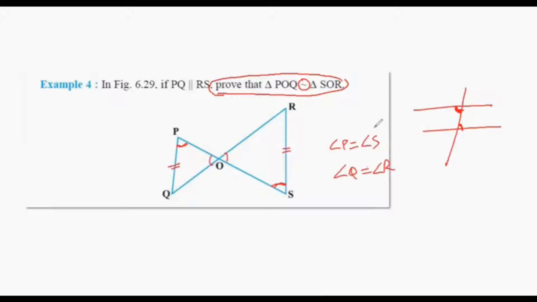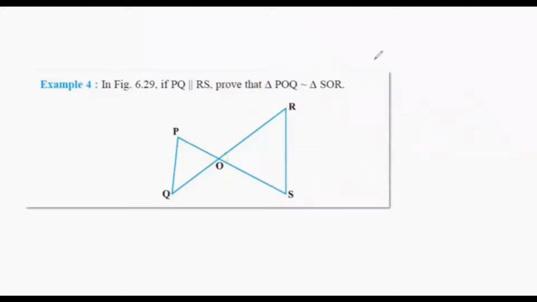Actually, if two angles are equal, then we can say by AA similarity criterion, these two triangles will be similar. Their sizes are different. You can see in the picture itself, POQ is a little bit smaller than the second one, but here the angles are equal. Since the angles are equal, you can write by AAA criterion or AA criterion, these two triangles are similar. You use this symbol.